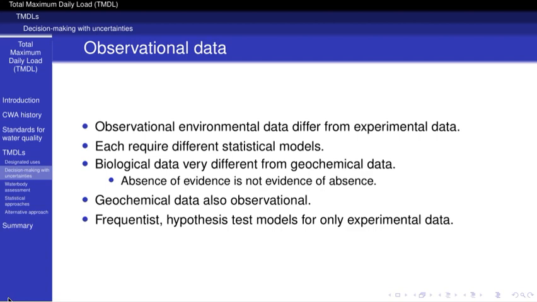Geochemical data are also observational. No one has conducted experiments on the chemical concentrations in a river, grassland soils, or ore bodies. Whether the data represent chemical, physical, or biological components of an aquatic ecosystem, they are observational, and the statistical models found in spreadsheets and basic stat courses in university science and business programs cannot produce valid results because they were designed for experimental data. This means that frequentist hypothesis testing models can be used in only very limited situations with environmental data.